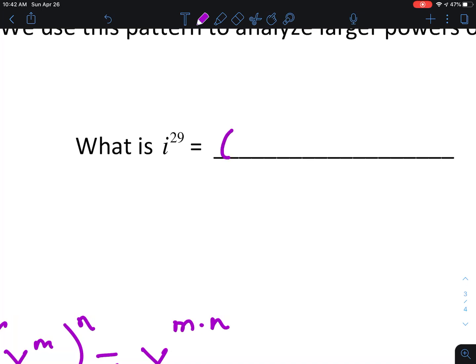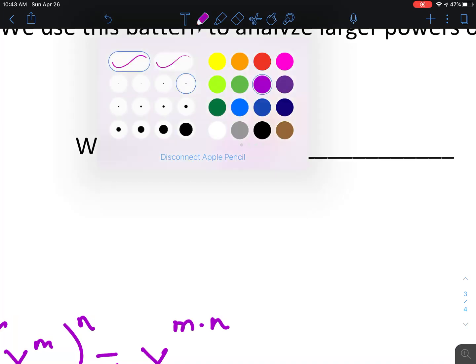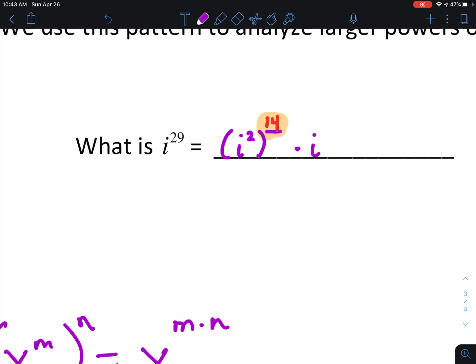So what we want to do is change i to the 29th into an expression that starts with i squared raised to some kind of power here, okay? So how close can we get to 29? What number can I put in this blank space right here that would get it as close as possible to 29, right? So 2 times 14 would get it to 28, right? Well, what would we need to multiply i to the 28th by to get i to the 29th? Well, we'd have to multiply it by another i, right? Or an i to the first.